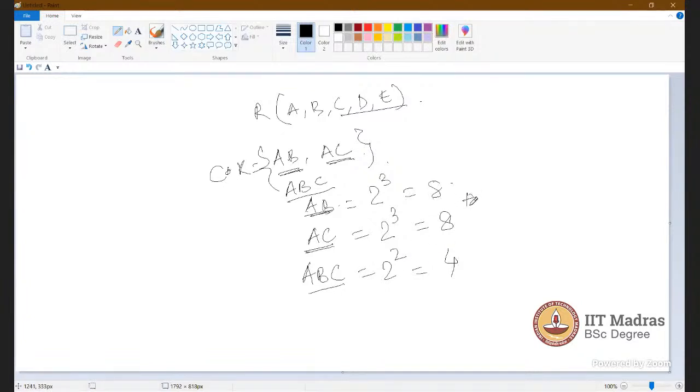So it is similar to the union theory: P of A plus P of B minus P of A intersection B. So this is 8 plus 8 minus 4, that is 12, right? In this way you have to check. We have to consider the common attributes from the candidate keys, check out the possible combinations, and reduce them from the total number.